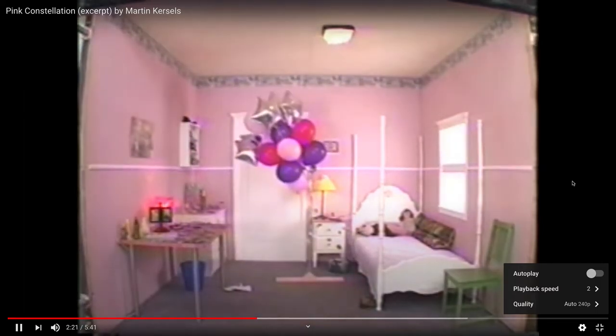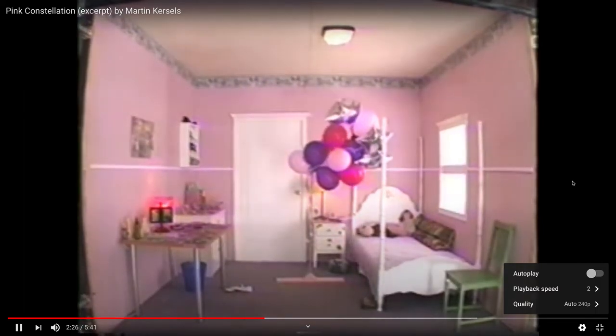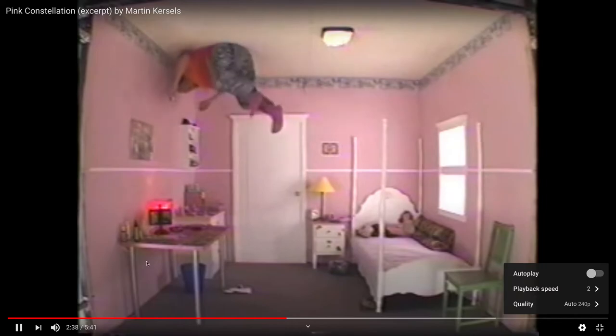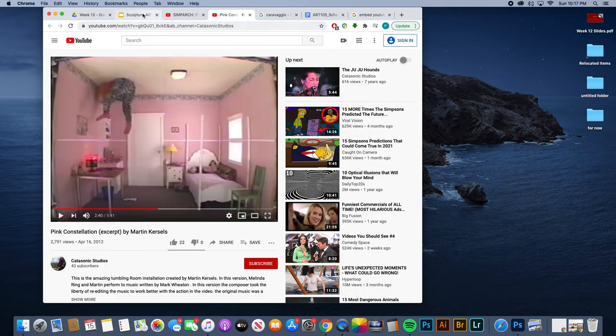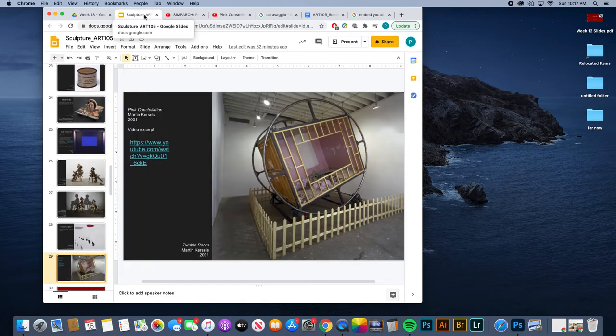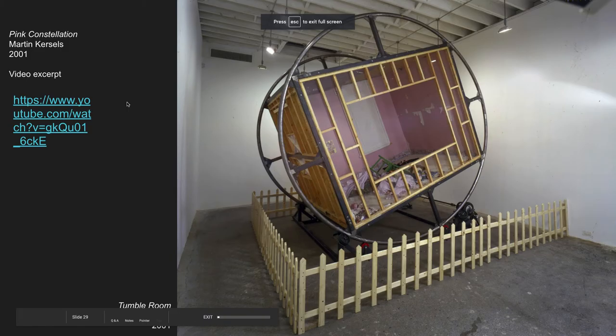Got him. That guy, he's the artist. All right, that's what I have for kinetic sculpture. Let's look at some other sculptures that I pulled up. Those are all the terms and definitions. So here are some great sculptures.